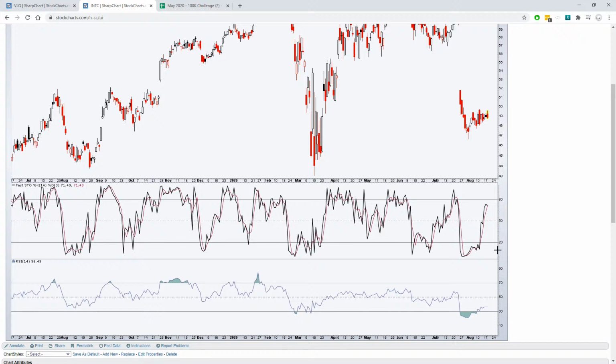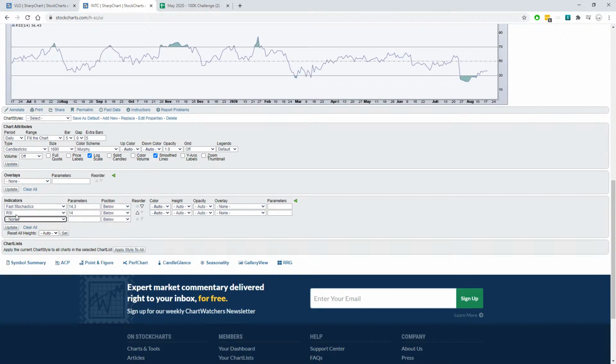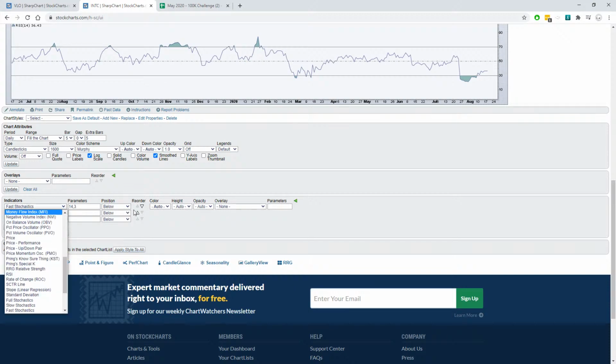It's a fantastic building block, and all it is, it's so simple, is it just shows you whether the price of the stock is high or low over the past 14 days. So let's take the RSI off. Let's put the stochastics above.